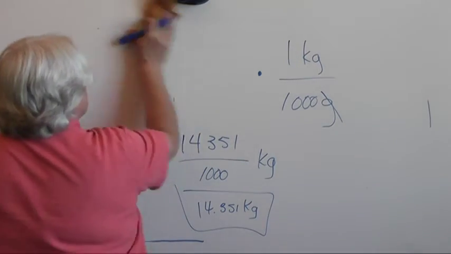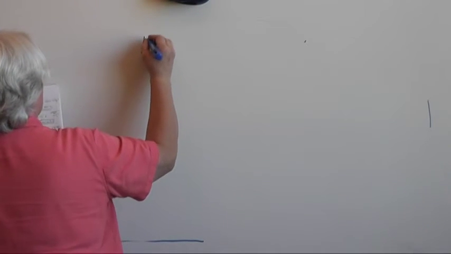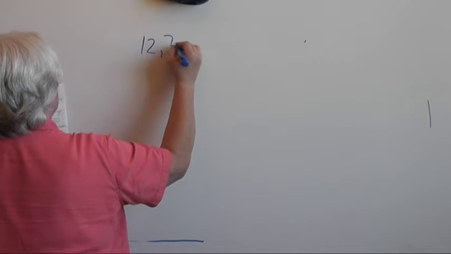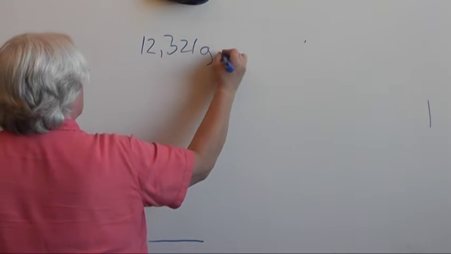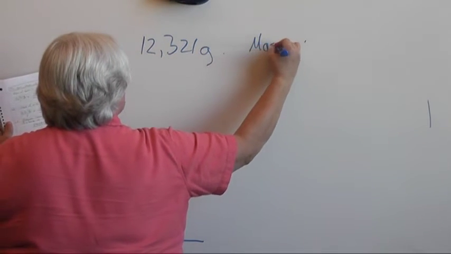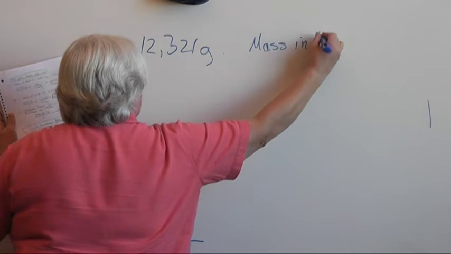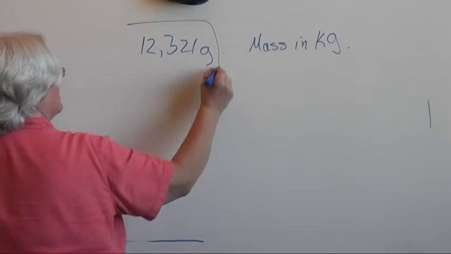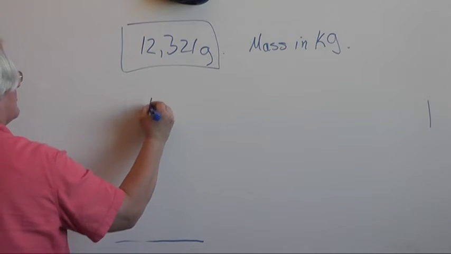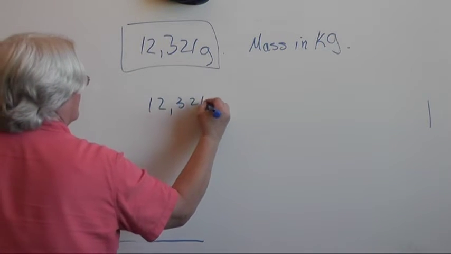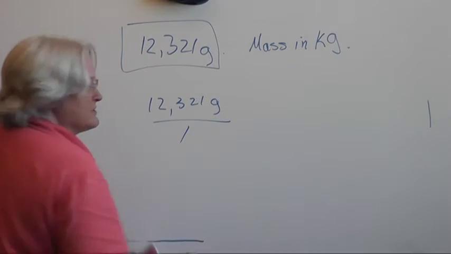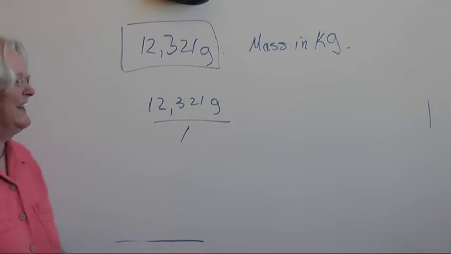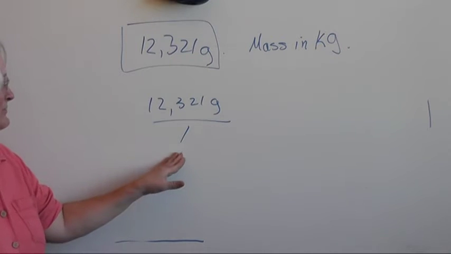Okay, we're doing some of these on your own. We have a book that is 12,321 grams. And we want to know its mass in kilograms. So what do you do first? You take your original quantity, 12,321 grams, and we write it as a fraction over 1.